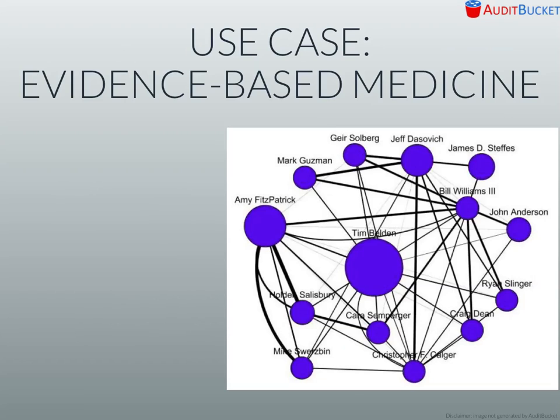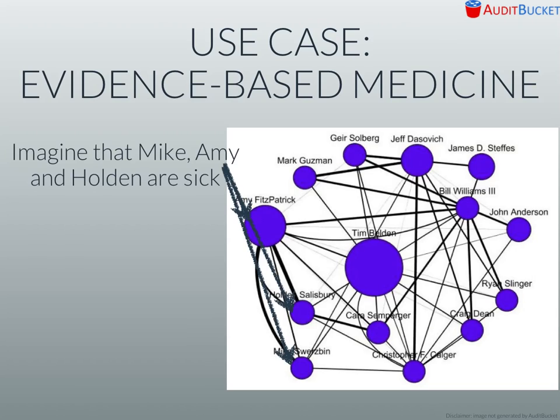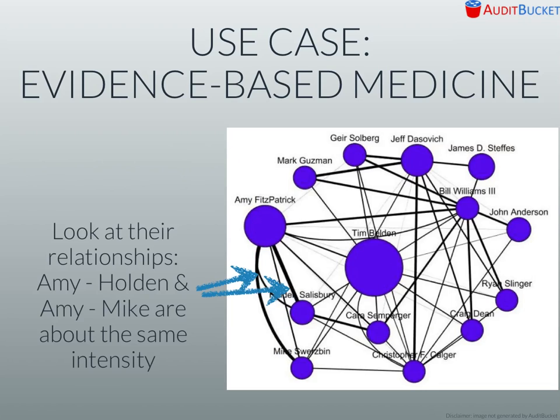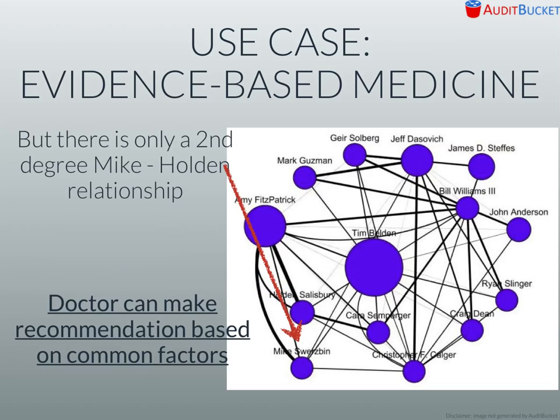And when we think about a use case for evidence-based medicine, taking that same data set from before, let's imagine that Amy, Holden, and Mike are sick with the same illness. We can look at the relationships between them, and these here may be things like health history, fitness levels, family historical factors for susceptibility to any particular disease, and so on. We see that Amy and Holden have a strong relationship, and Amy and Mike have a similarly strong relationship. But we know that there's only a second-degree relationship between Mike and Holden. What that implies for a doctor is that when considering these three patients, they can look at the different factors that all of them have in their backgrounds and prescribe a course of treatment appropriate for each. This is something that, believe it or not, is not being done widely within healthcare today.